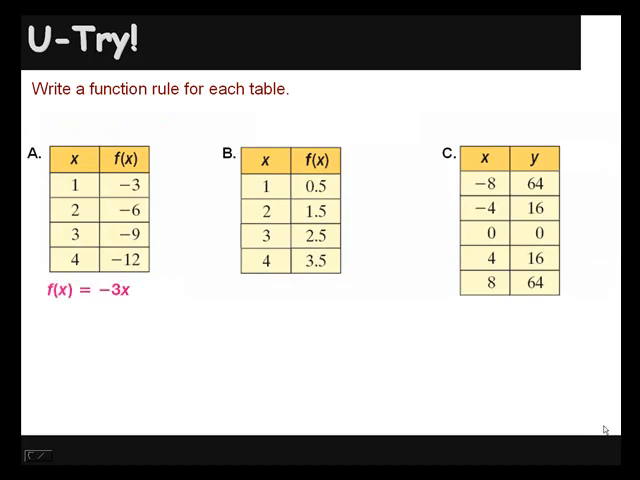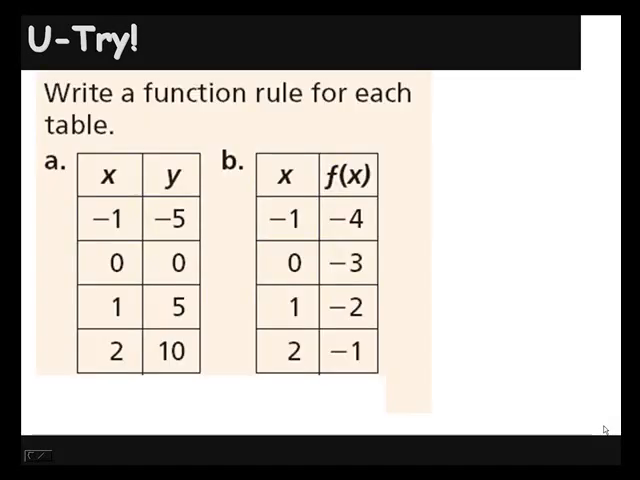On A, you should have gotten y equals, or f of x equals negative 3x. On B, you should have got f of x equals x minus a half. And on C, you should have gotten y equals x squared again. A couple more.